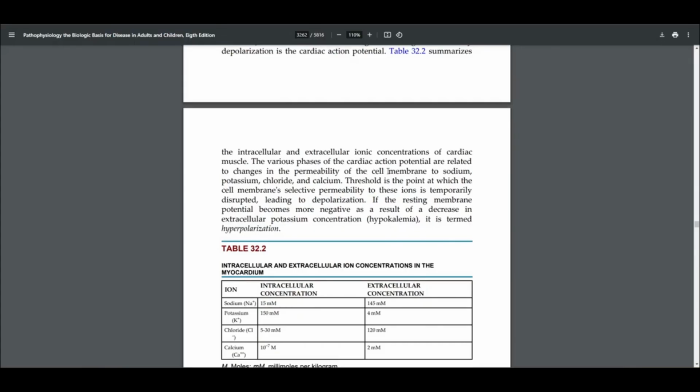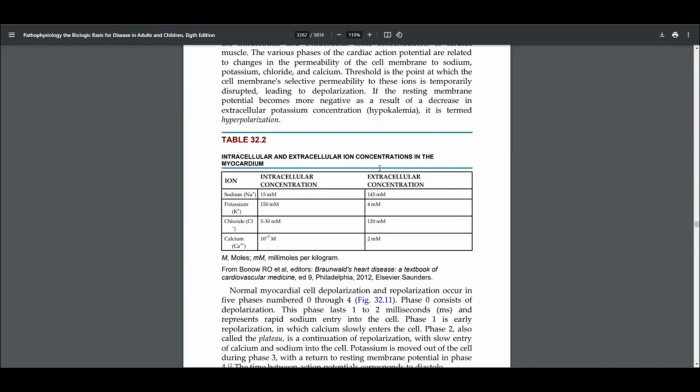The various phases of cardiac action potential are related to changes in the permeability of the cell membrane to sodium, potassium, chloride, and calcium. Threshold is the point at which the cell membrane's selective permeability to these ions is temporarily disrupted, leading to depolarization. If the resting membrane potential becomes more negative as a result of a decrease in extracellular potassium concentration, such as hypokalemia, it is termed hyperpolarization.